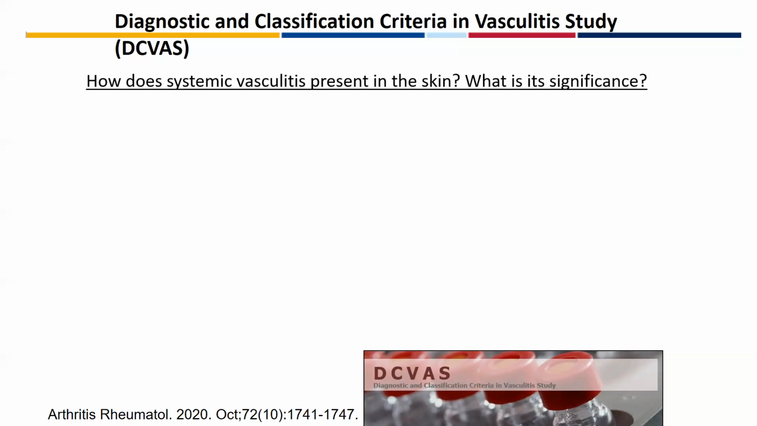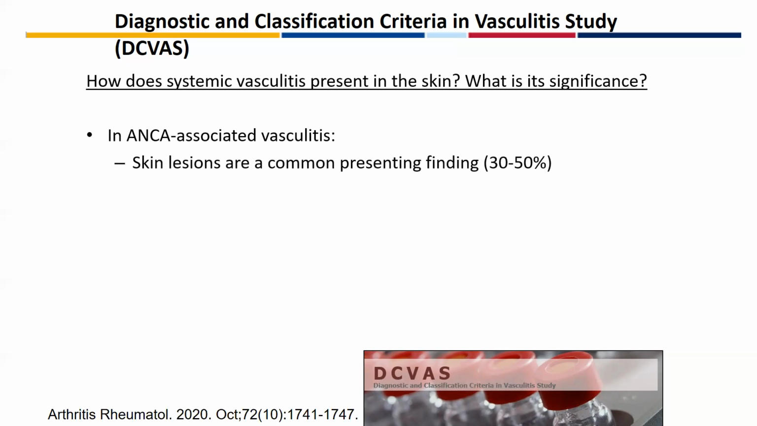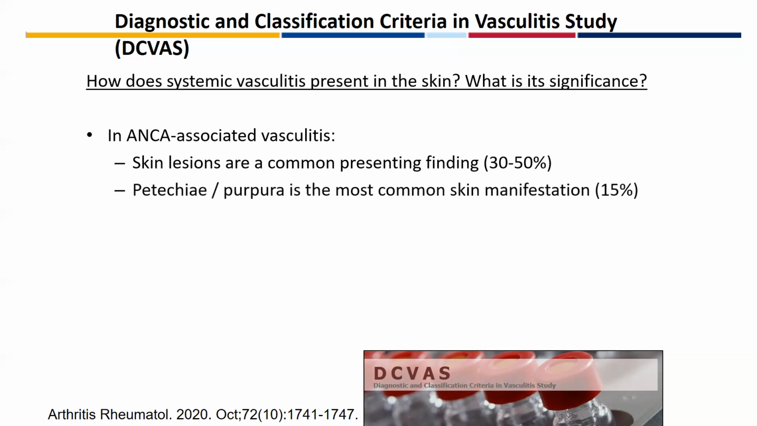Well, we were able to acquire the dermatology data from this study. And we asked the question, how does systemic vasculitis present in the skin? And when we see it in the skin, what is its significance? So for example, in ANCA-associated vasculitis, we found that skin lesions are a common presenting finding in 30 to 50% of cases. The most common of those findings is petechiae and purpura, whereas allergic, nonspecific findings like urticaria, itching, eczematous dermatitis, those things are most common in Churg-Strauss or eosinophilic granulomatosis with polyangiitis, as you might imagine.